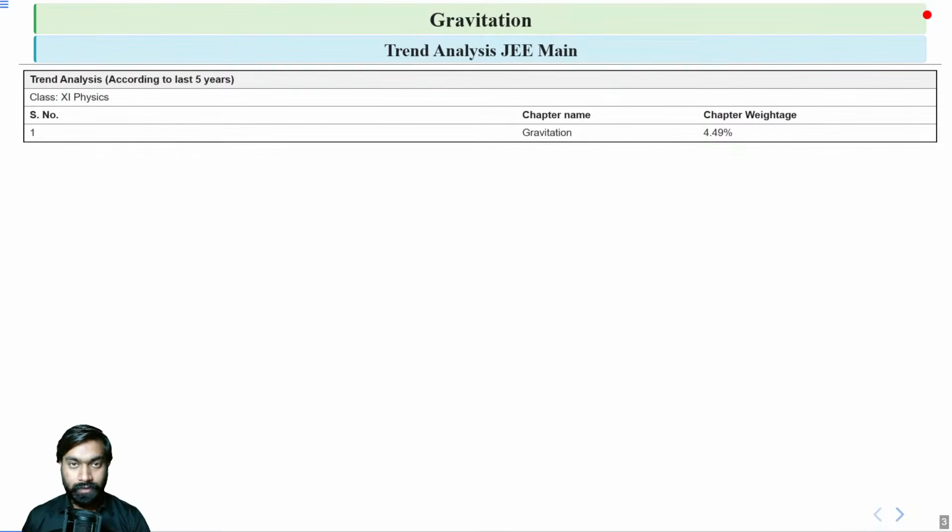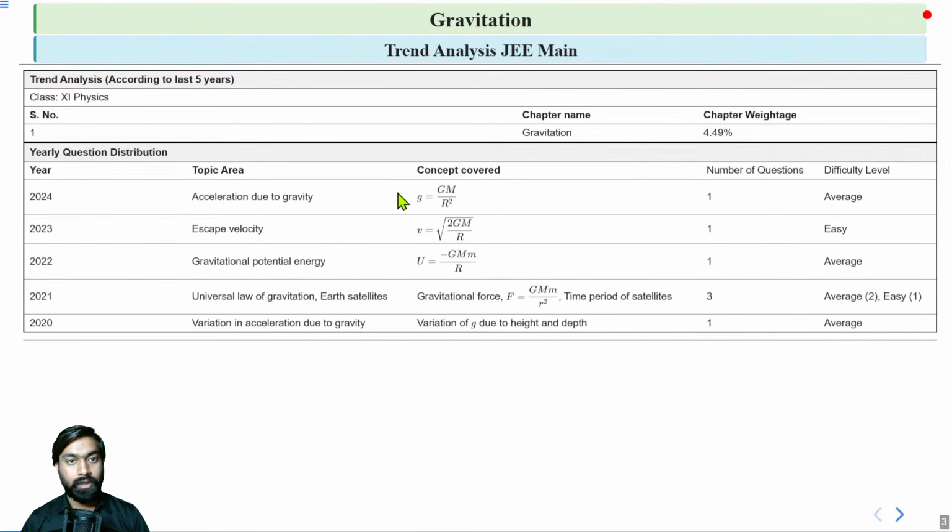So, firstly, we will see the trend analysis of the chapter gravitation in the JEE Main exam. According to the last 5 years, the overall weightage of this chapter in the examination is 4.49%. Alright, and if we talk about the yearly question distribution, in 2024 a question was asked from acceleration due to gravity, number of questions 1. And if we talk about difficulty level, the question was average.